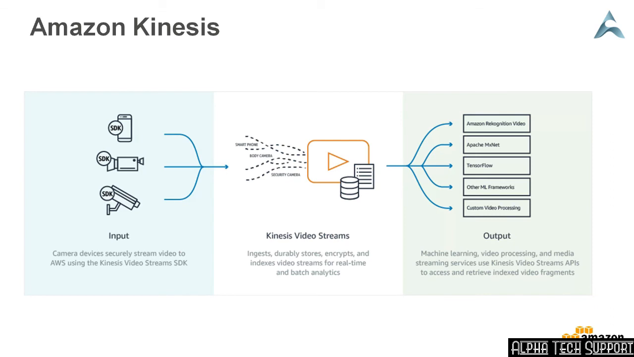This is another use case, for recording, where camera devices securely transfer streaming data to AWS using the Kinesis Video Streams SDK. The live data from webcams or other kinds of video data like YouTube data, the Kinesis systems build durable stores, encrypt and index those video streams in real time, perform batch analysis based on batch processing, and generate output based on machine learning, video processing, media streaming services and other services.